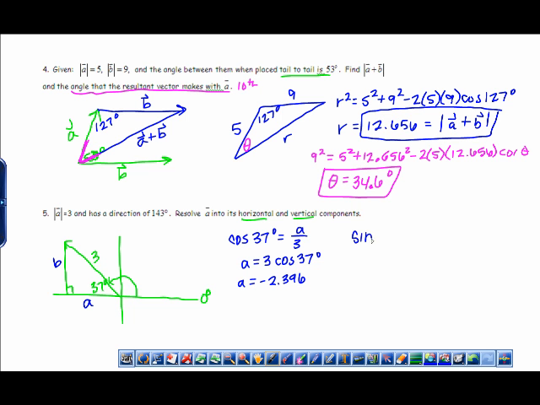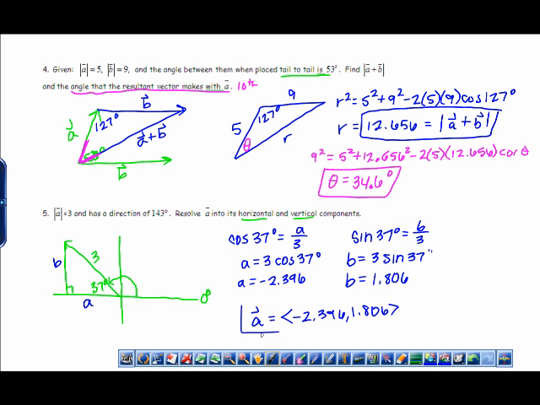All right, now for your other one, you're going to use sine, because it's going to be opposite over hypotenuse. And so the B value is going to be 3 times sine of 37 degrees. And that's going to give you 1.806. That makes sense that that's positive. So if we're resolving A into its components, this is going to be negative 2.396, comma, 1.806, and we put it in vector notation.